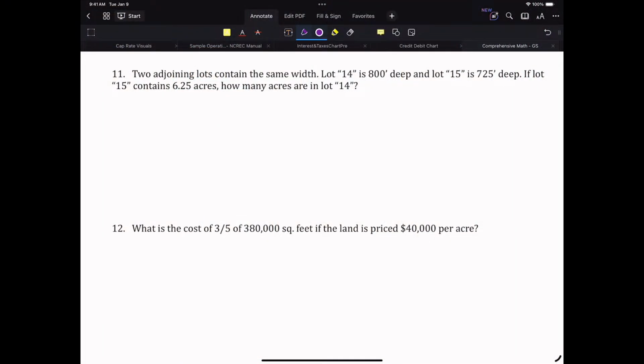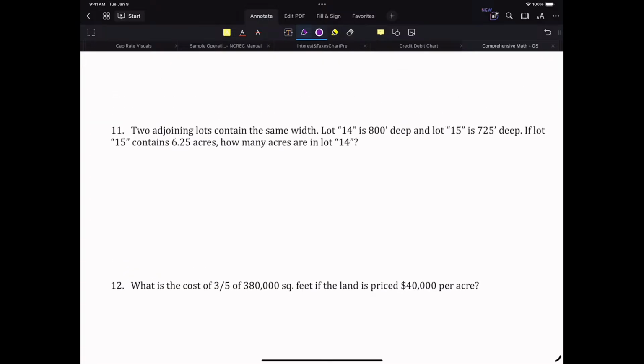All right, we're doing number 11. Two adjoining lots contain the same width. Lot 14 is 800 feet deep and lot 15 is 725 feet deep. If lot 15 contains 6.25 acres, how many acres are in lot 14? All right, so it's an area problem.